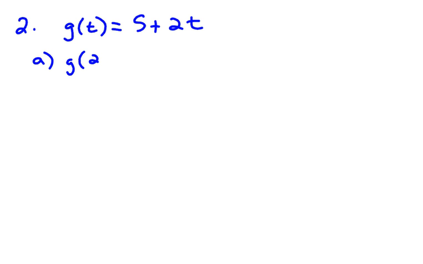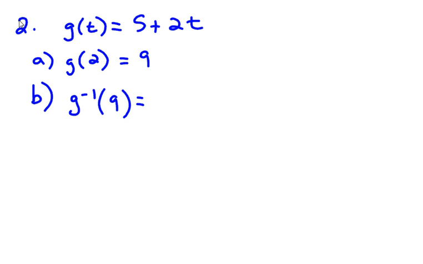Okay. All right, so page 283, number 2, they give us the g of t function to equal 5 plus 2t. Now, there's kind of two ways to go about this. In part A, we did g of 2, and we plugged 2 in for t, and we got g of 2 to equal 9. Well, in part B, they're asking us for the inverse of g of 9.